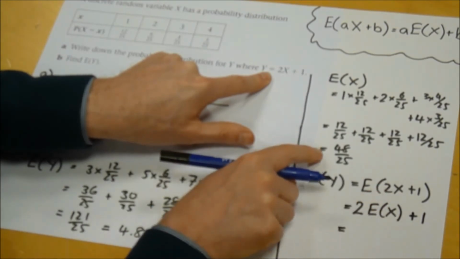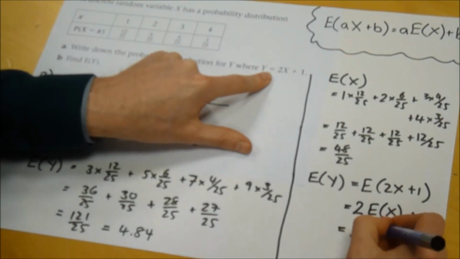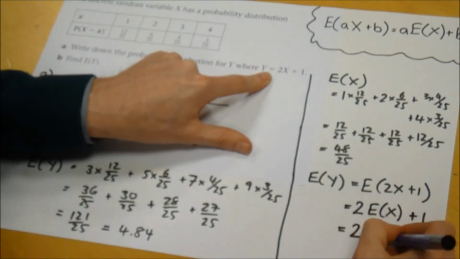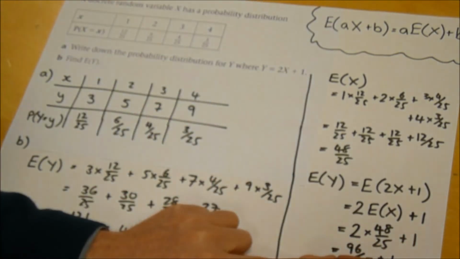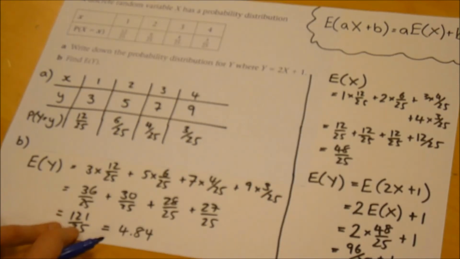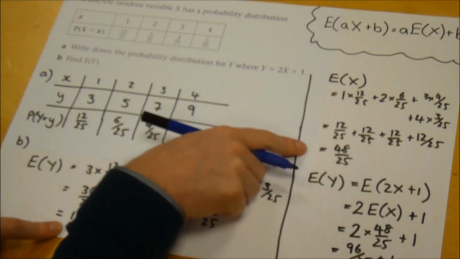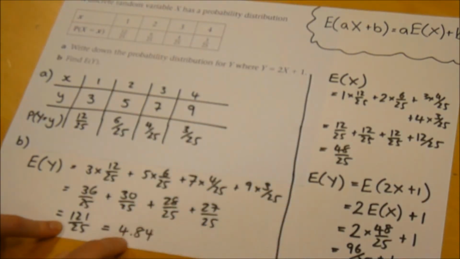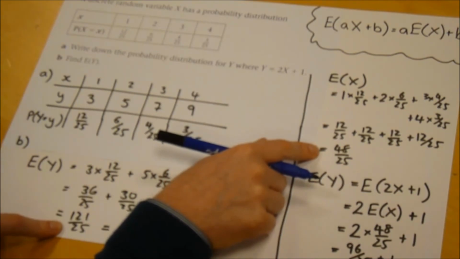Well, we know the expected value of x, we've just worked that out. That's 48 over 25, plus 1. So that's 96 over 25 plus 1. Well, that 1 is like 25 over 25. So overall, that's 121 over 25, just like we got earlier. So if we already know the expected value of x, this method would be quicker than this one and would involve less work. But we need to know this first.